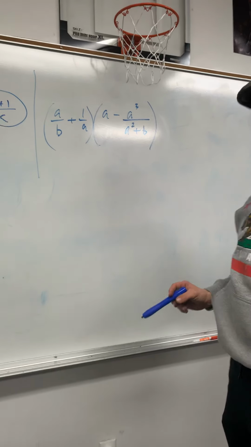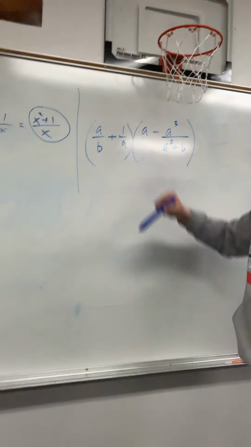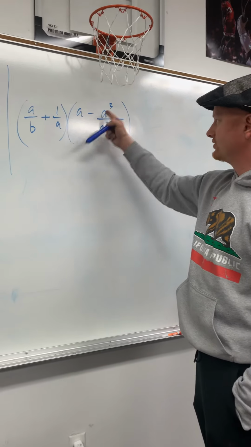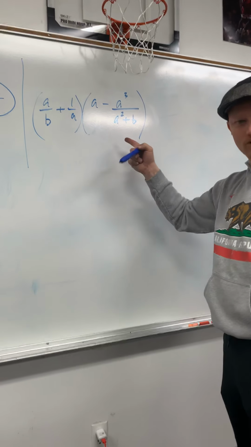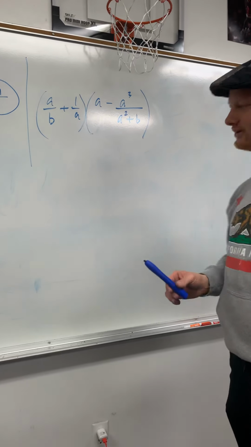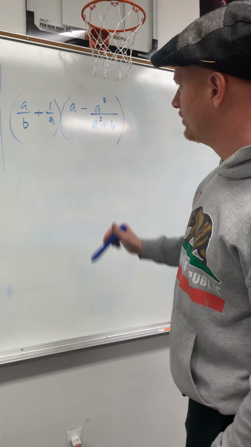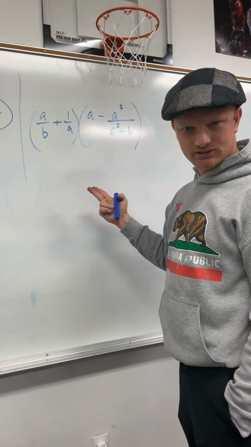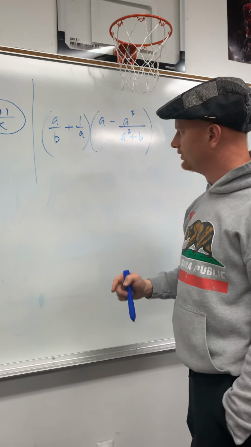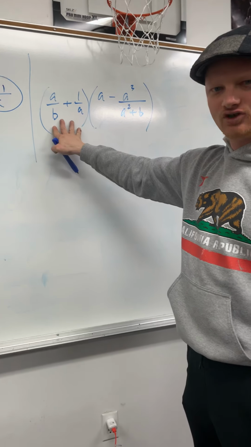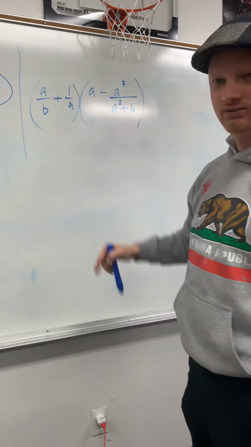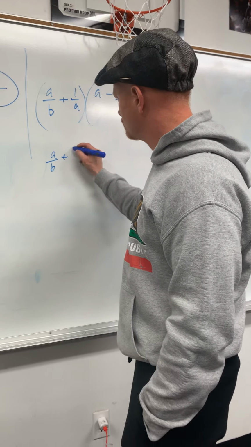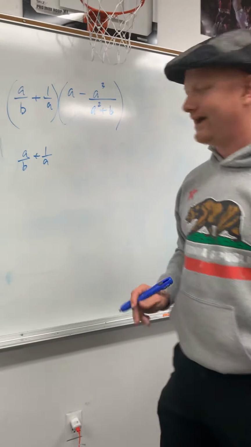A over B plus 1 over A, quantity times A minus A cubed over A squared plus B. Don't be intimidated. All you need to do, first of all, is simplify within the parentheses. So let's start with this one right here. Let's just pretend that this is all by itself over here and not worry about the rest yet. If I was going to take A over B plus 1 over A, how would I do this?